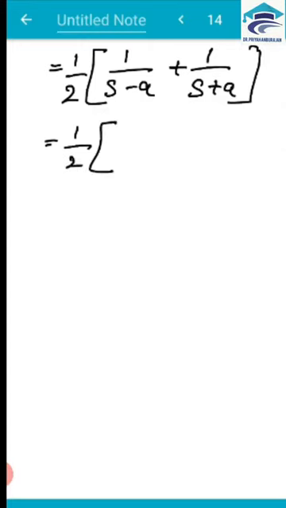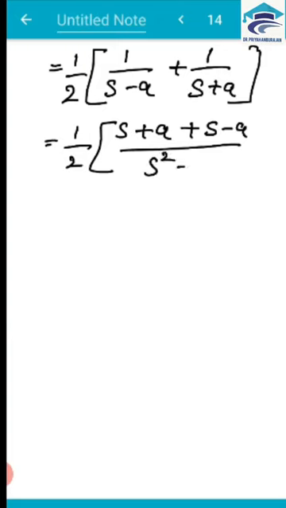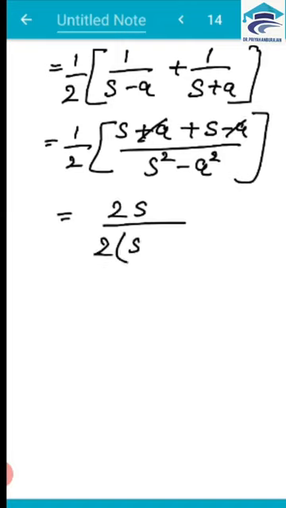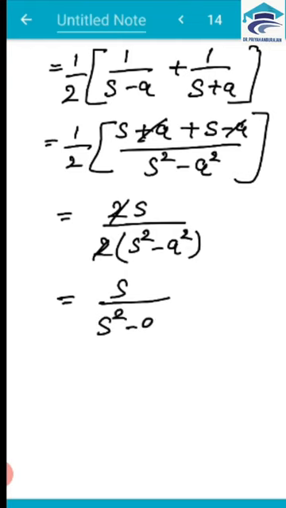Let me take the LCM for this. s plus a plus s minus a by, this is the a squared minus b squared formula, so s squared minus a squared. Our a terms will get cancelled, so this will become 2s by 2 into s squared minus a squared. The 2 will get cancelled, this will become s by s squared minus a squared. Hence the proof.